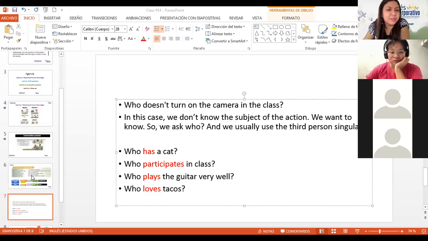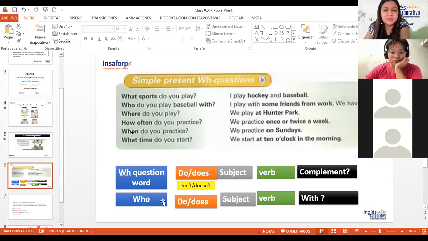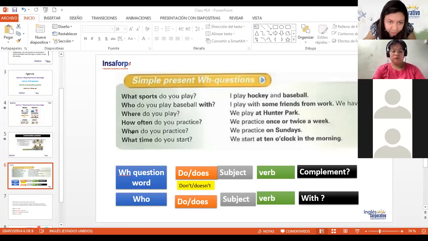Muy bien, entonces tenemos dos formas en cómo usar el who. Así, miren, do, does, subject, verb, and with. Escribamos ejemplos usando el with en el chat. Voy a escribir yo unos cuantos ejemplos y luego todos mandan sus ejemplos, ¿verdad? Por ejemplo, I write, who do you live with? ¿Con quién vives? Who do you live with?